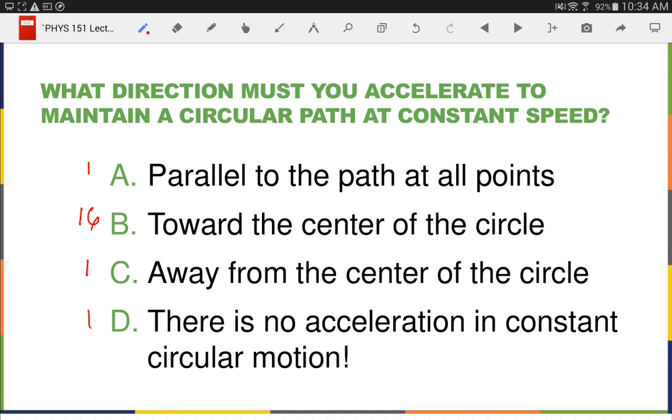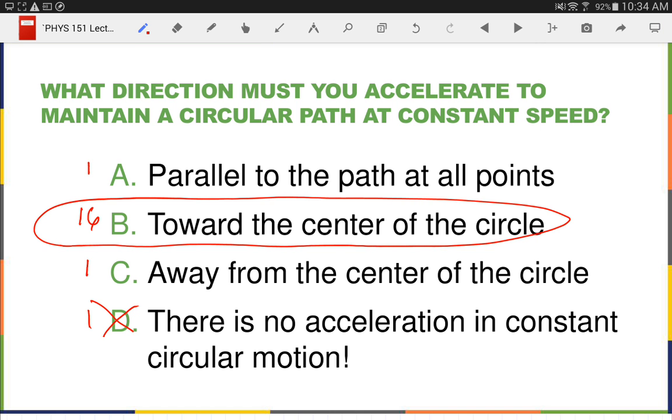If something is going in a circle, the direction of motion is constantly changing. So changing direction means it's accelerating. So this one here couldn't be right because it's changing direction. So then we have to say, what direction does the acceleration have to be if it's going to go in a circle and change direction? Well, if I start going straight forward and then I turn to my left, the acceleration had to be to my left. And if I keep going in a circle, I'll constantly have the acceleration to my left or toward the center of the circle. So the correct answer was toward the center of the circle.